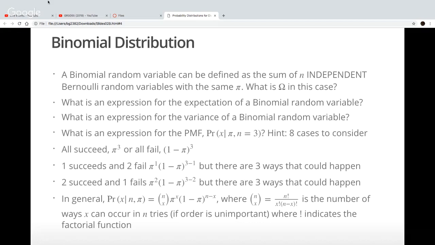Patrick? Like any intuition for the n, because like the right half is like the probability function from earlier. Is there an intuition for the n choose x?